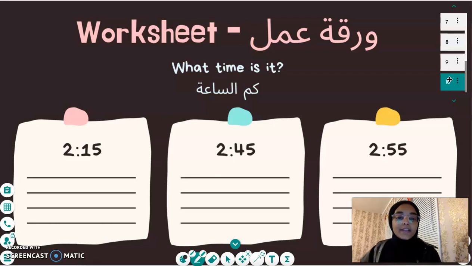Now I hope that would enable you to work out that worksheet. تحل is to work out. ورقة, that's paper or sheet. عمل is work. So I hope that enables you to work that worksheet. أتمنى أن يمكنك ذلك لحل ورقة العمل. So what time is it? كم الساعة? When it's 2:15, when it's 2:45, and when it's 2:55. Hope this was useful.